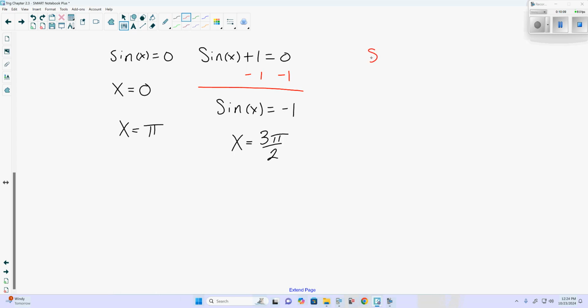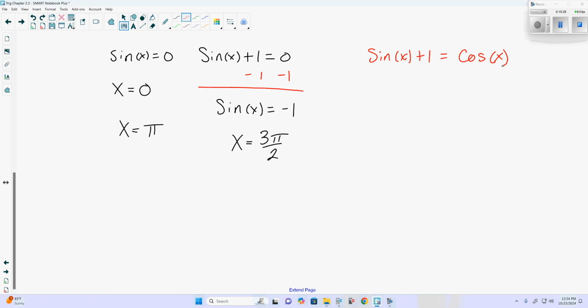So, sine of x plus 1 equals cosine of x. We need to check these values. And the main way we know we need to check the values is since we squared both sides to start with.